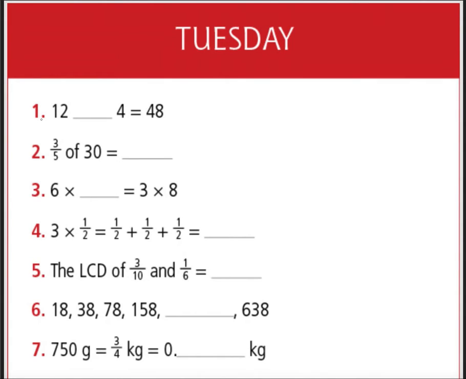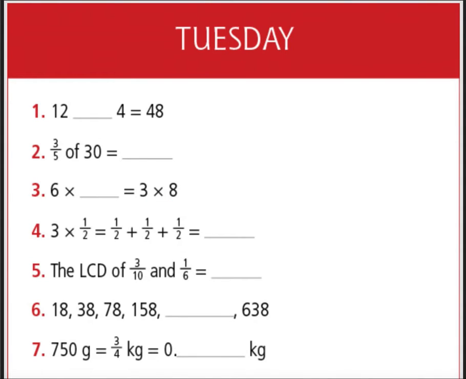Number 3 is a bit like number 1 here. So first thing we have to do is take the 3 times 8 here and find out what that's equal to. So that's 24. And now we have 6 times something is equal to 24. What do we multiply 6 by to get 24?